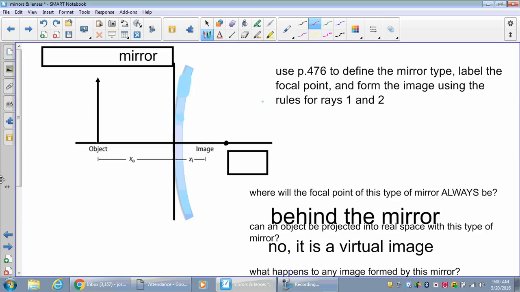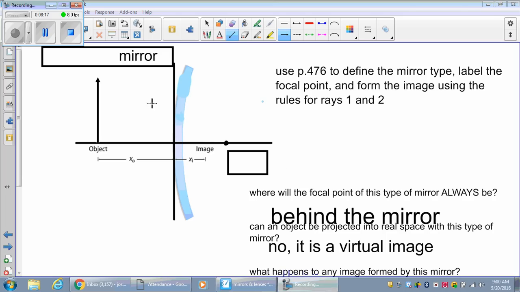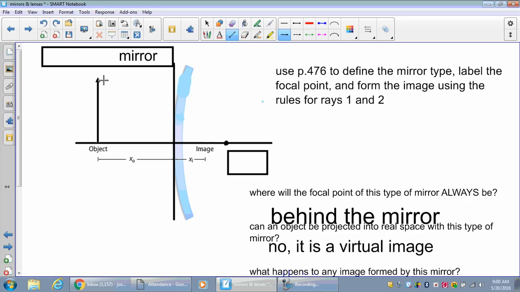Okay, let's go on to convex mirrors. Convex mirrors have the opposite angle, but it's really not that big of a deal. Okay, so let's see. Same thing. Bounce, and it's going to go through the focal point. Now the focal point's over here. But the rule is the same. It's going to try to focus through this focal point.